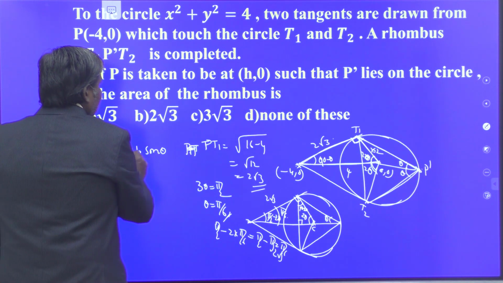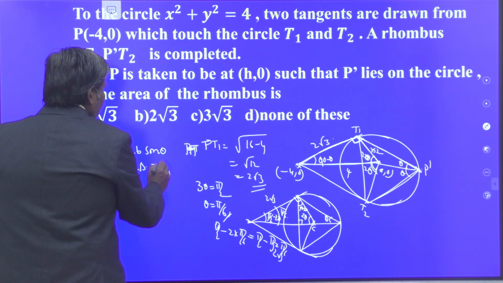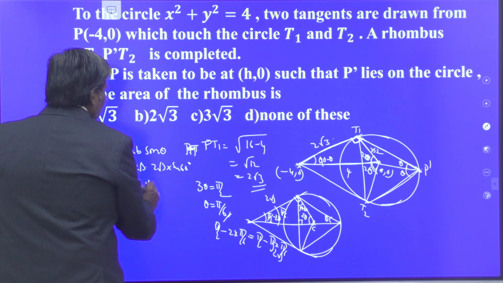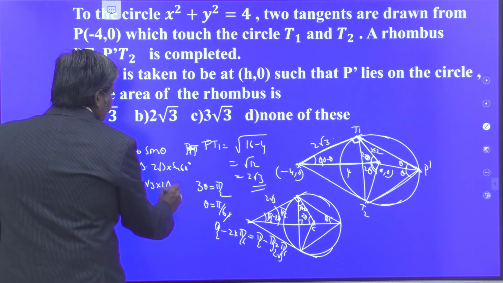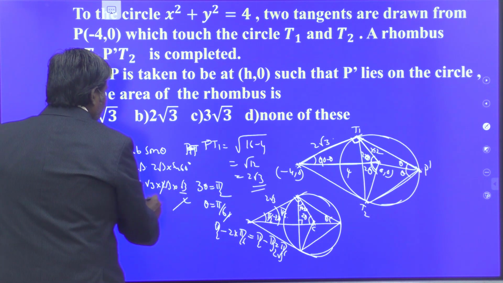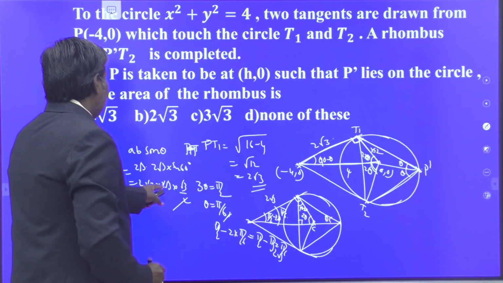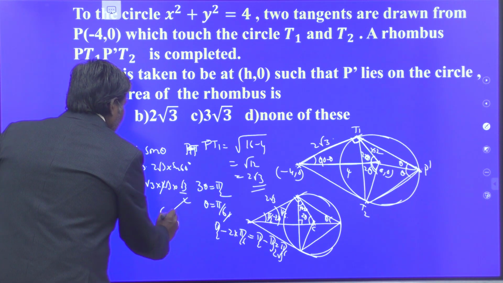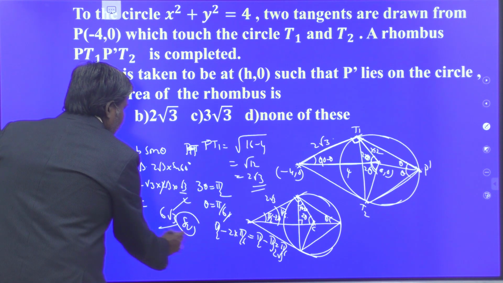That is nothing but 2 root 3 into 2 root 3 into sin 60 degrees. So 2 root 3 into 2 root 3 into sin 60, root 3 by 2. 2 gets cancelled. You have 3 root 3 into root 3. 3 2s are 6. 6 root 3. So your answer is 6 root 3 square units.